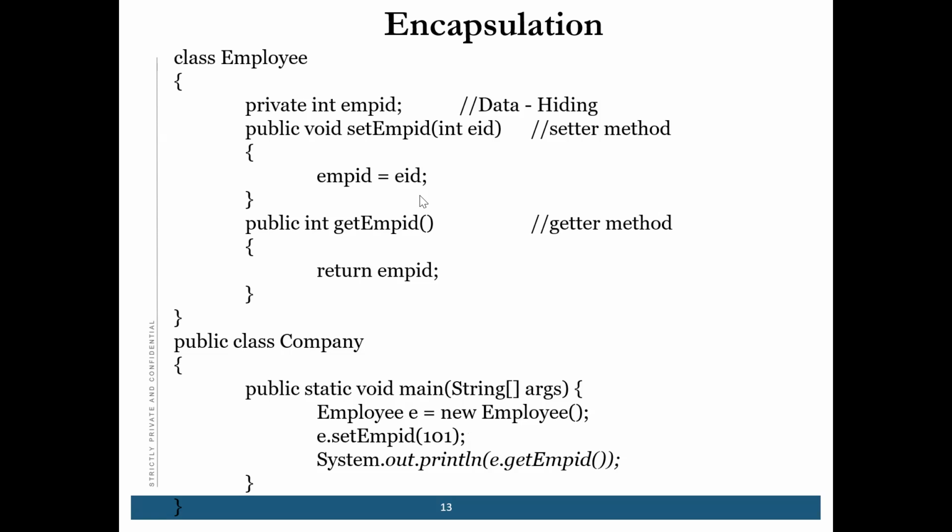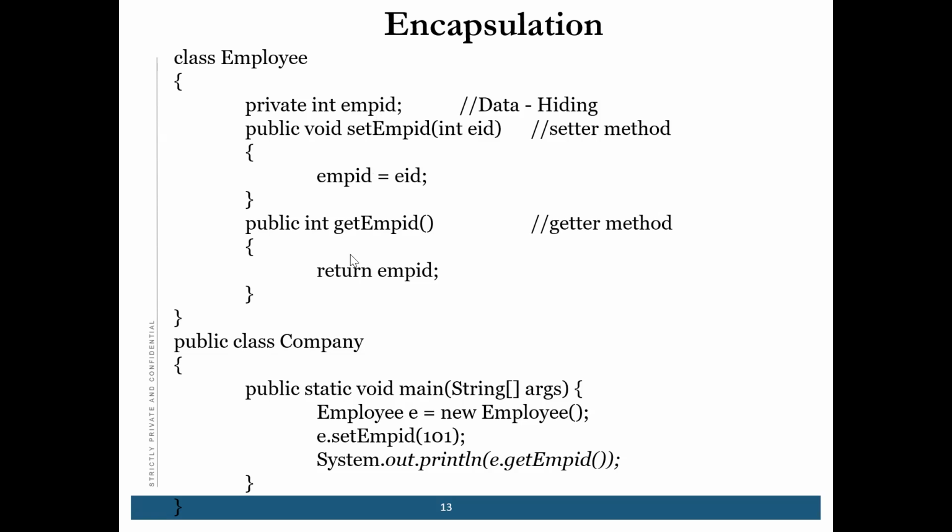Now this 101 value we are passing to the private variable, which is empID. It's empID, not eid. The right hand side value is going to the left hand side. We have already done this many times. So the right hand side value is given to the left hand side. Now what is the value of the private variable empID? empID is now 101.